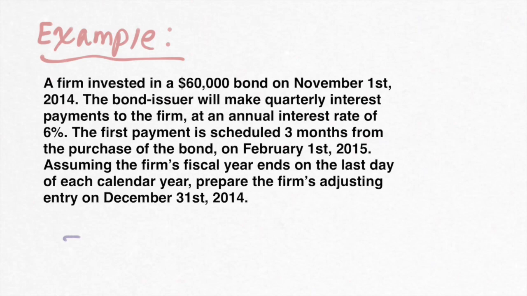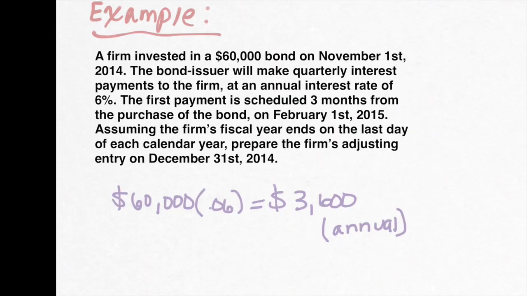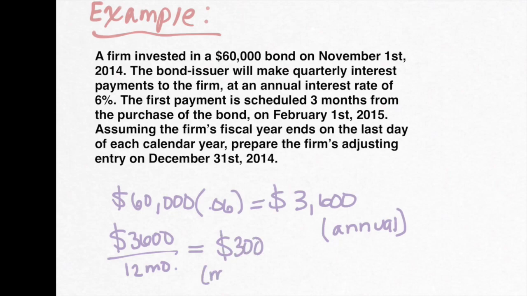I will start with the $60,000 purchase price of the bond and multiply it by the annual interest rate of 6%. $60,000 times 0.06 equals $3,600, which is the total amount the firm will receive in interest each year. Because that's the annual interest amount and the problem states that the firm is to receive interest quarterly, I'll take that $3,600 annual amount and divide it by the 12 months, giving us a monthly interest amount of $300.